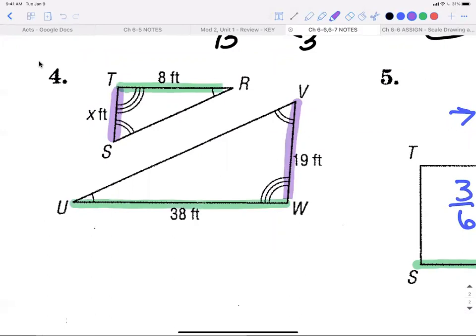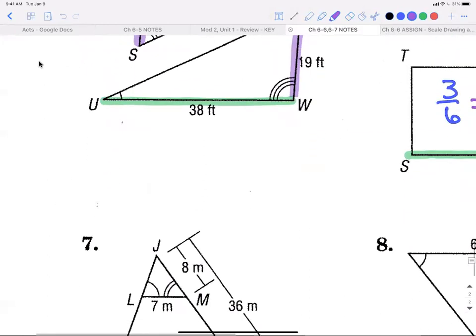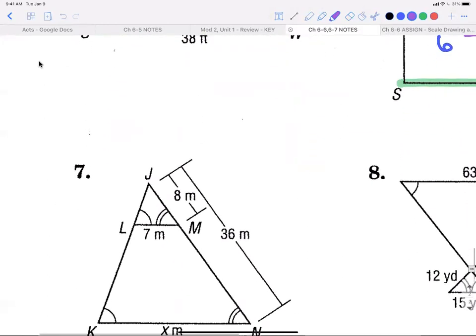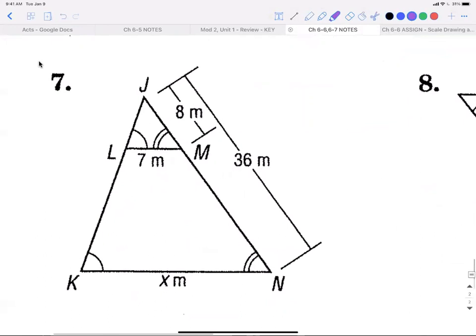So if your shapes are twisted, you might have to figure out which ones match up. Okay. Now the ones I want to do in class are 7 and 8, because you have ones like this on your homework. This is just another way to show similar figures.